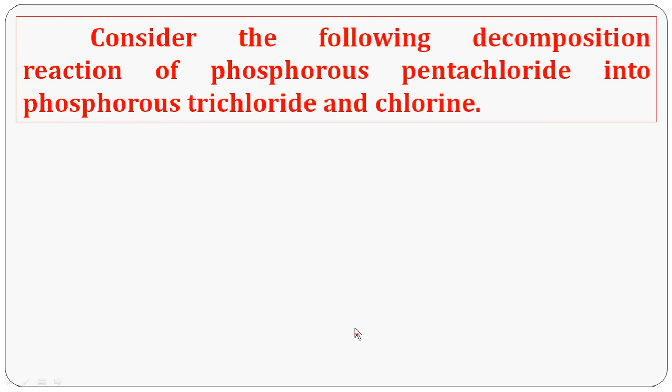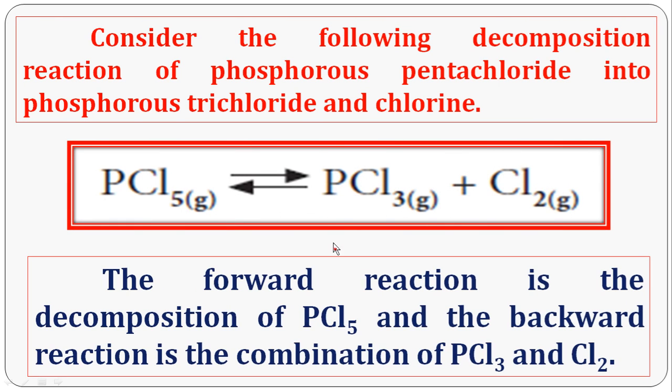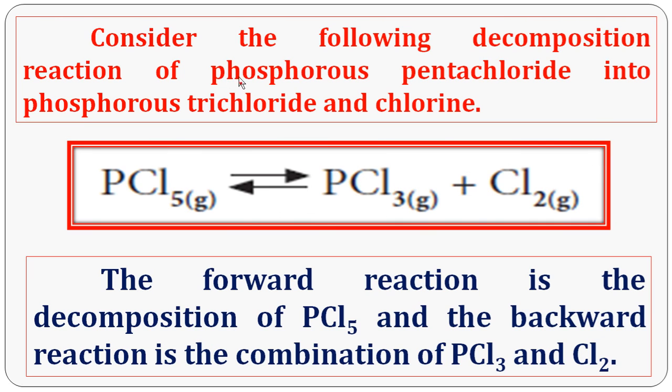For example, consider the following decomposition reaction of phosphorus pentachloride, PCl5. PCl5 decomposes into phosphorus trichloride and chlorine. It is a forward reaction. And the phosphorus trichloride and chlorine combine together to form PCl5, phosphorus pentachloride. It is called a backward reaction. It is a combination reaction.